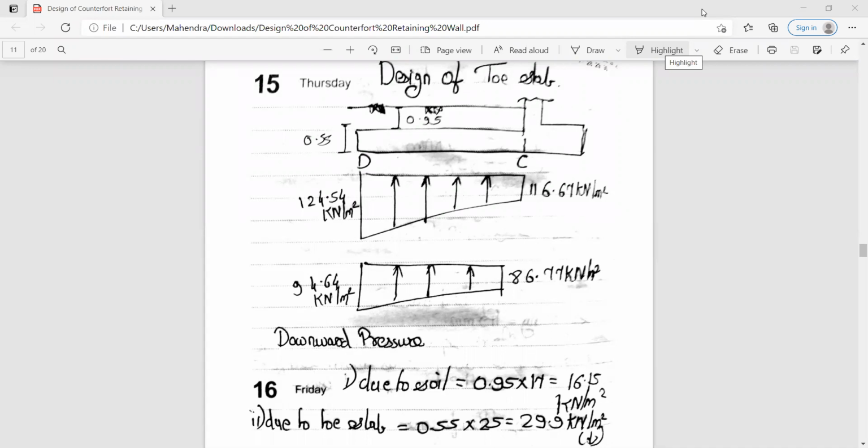I had shared the PDFs with you. If you can proceed with the design. Otherwise, we'll see in tomorrow's lecture.